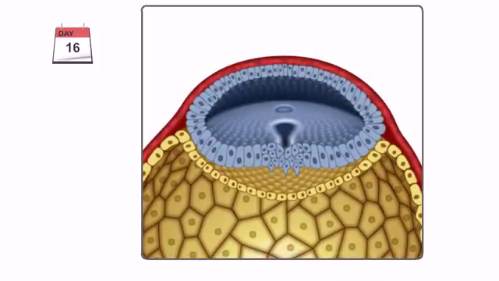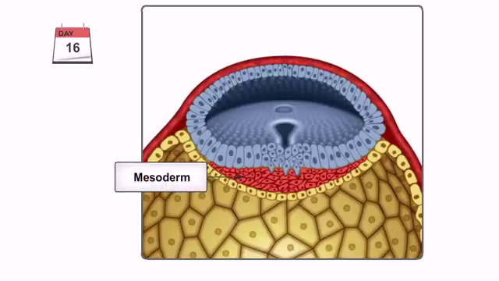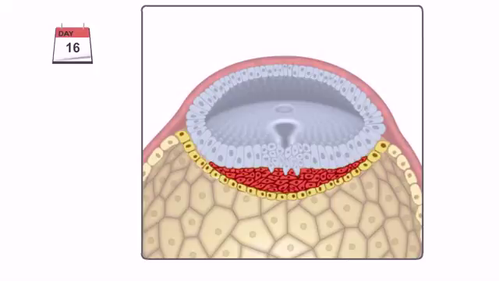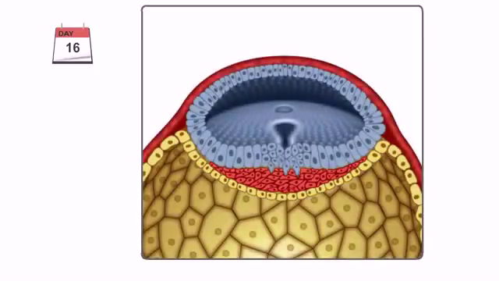Some of the invaginated epiblast cells remain in the space between the ectoderm and newly formed definitive endoderm. These cells form a germ layer known as the mesoderm. Once the formation of the definitive endoderm and mesoderm is complete, epiblast cells no longer migrate towards the primitive streak.